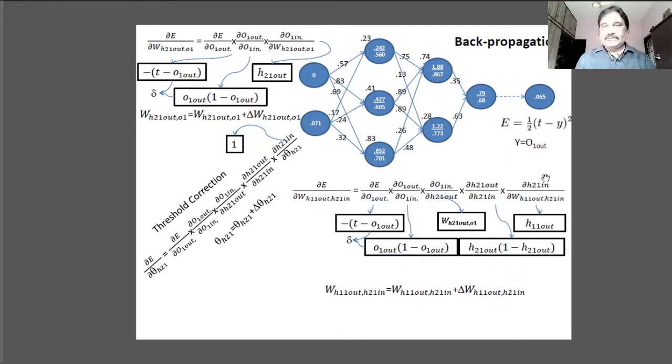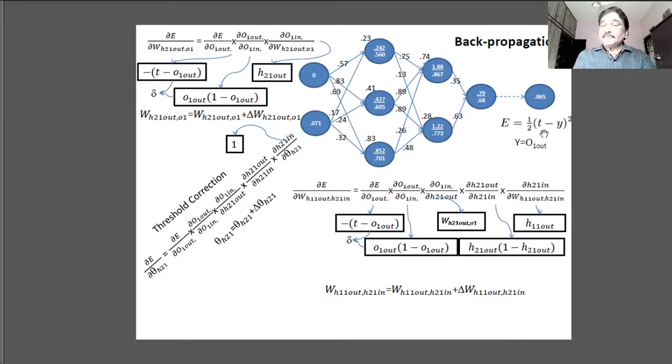Now dE we know is the summation of 1/2 (t minus y) squared, right? So the differentiation of this will be 2 into 1/2 (t minus y) into the differentiation of y itself. The differentiation of y will be minus 1. So it will come as (t minus y) multiplied by minus 1. So this is the differentiation of error. The summation sign is implied there.